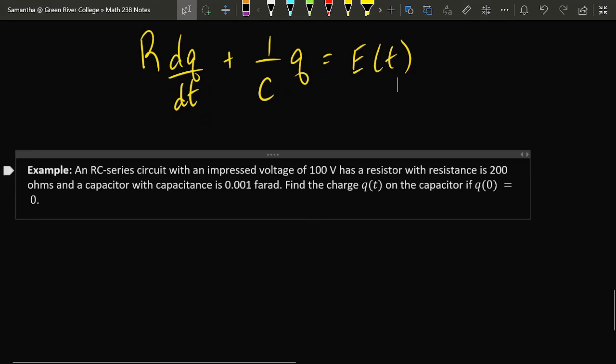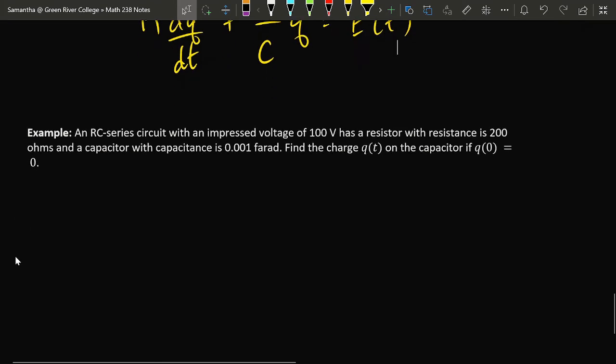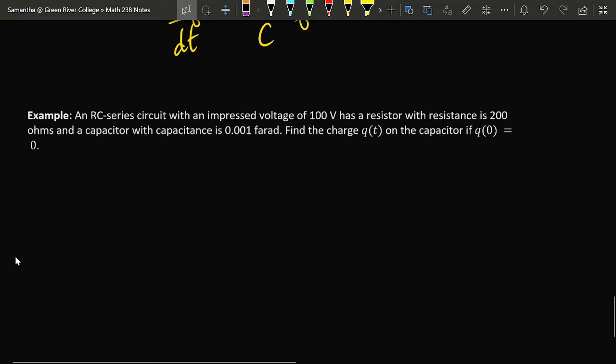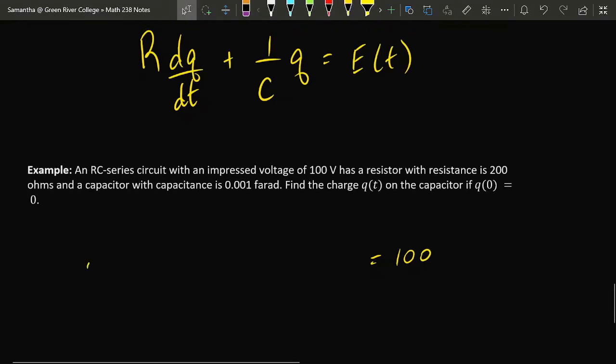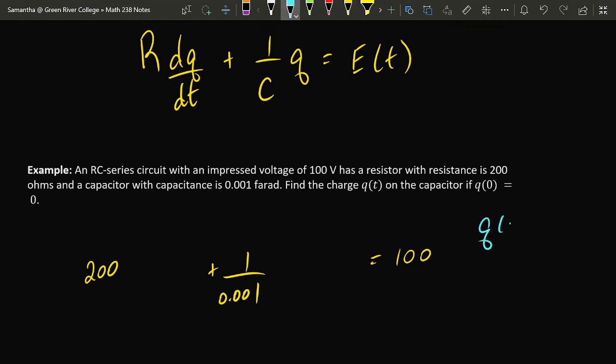So we have a circuit with just a resistor and a capacitor called an RC series circuit. The impressed voltage is constant at 100. The resistor has a resistance of 200. And the capacitor has a capacitance of 0.001. So using that information and using the assumption that the initial charge is 0, let's go ahead and find the charge.